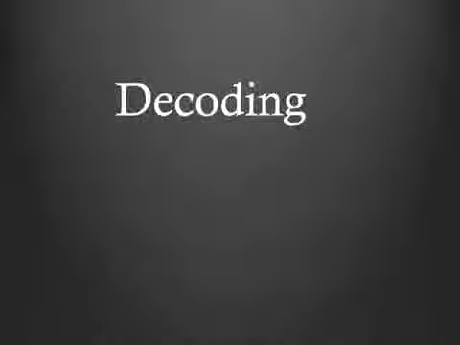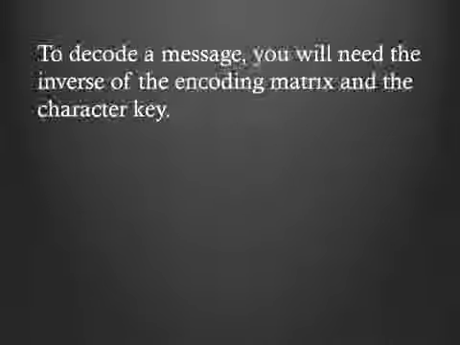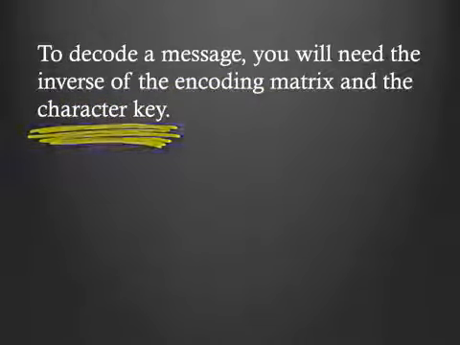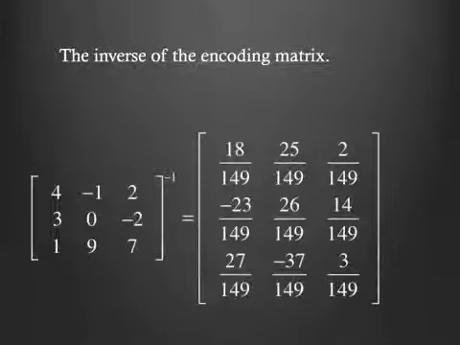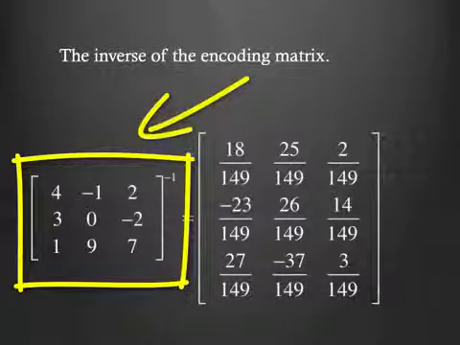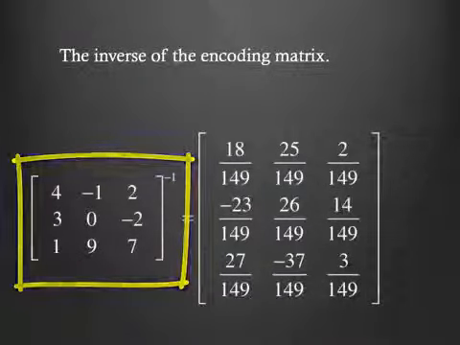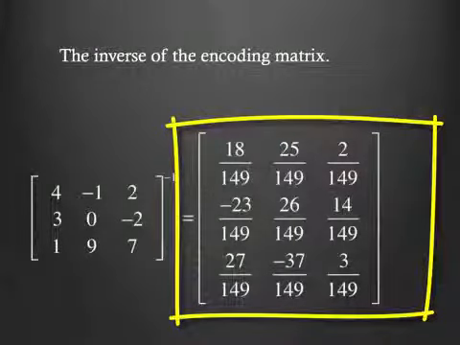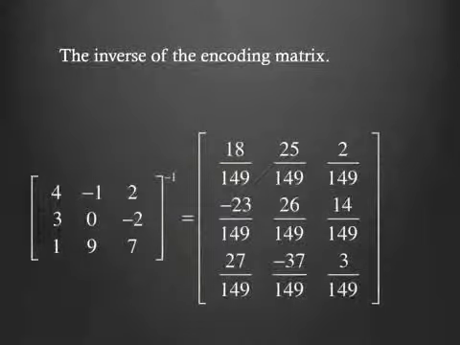Now, when it comes to decoding, decoding can be a real pain, and this is where the two things that you need in order to do this using matrices come in. You're going to need the inverse of the encoding matrix and the character key. So first, let's go to our encoding matrix. Our encoding matrix was 4, -1, 2, 3, 0, -2, 1, 9, 7. So we've got to find the inverse of that, and then, man, look at that ugliness right there. 18 over 149, 25 over 149, blah, blah, blah. So that's the gross thing that is going to be the inverse of our encoding matrix.